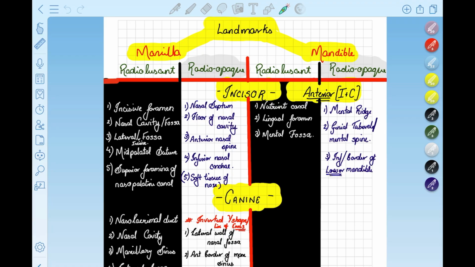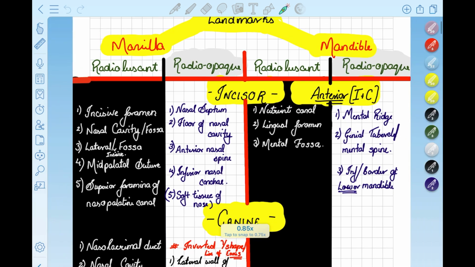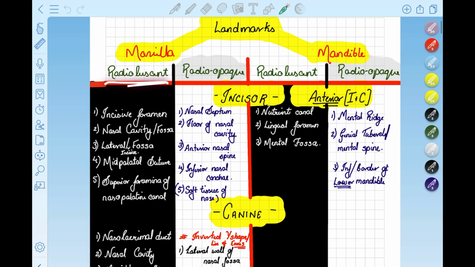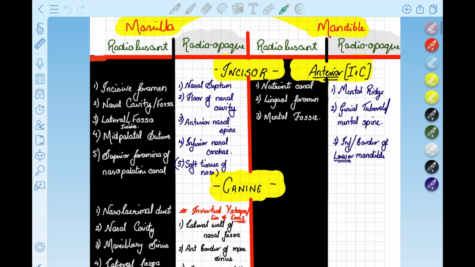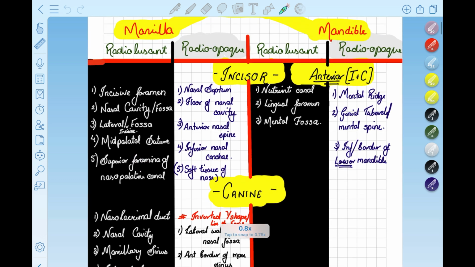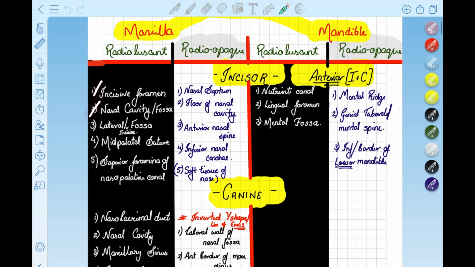To summarize, in the maxilla, in the incisor region, the radiolucent structures, or black or dark structures, which are seen are the incisive foramen, nasal cavity or fossa. Foramen is a hole, cavity is a hollow depression, and fossa is the same thing. Lateral fossa or incisive fossa, mid-palatal suture, superior foramina of nasopalatine canal.